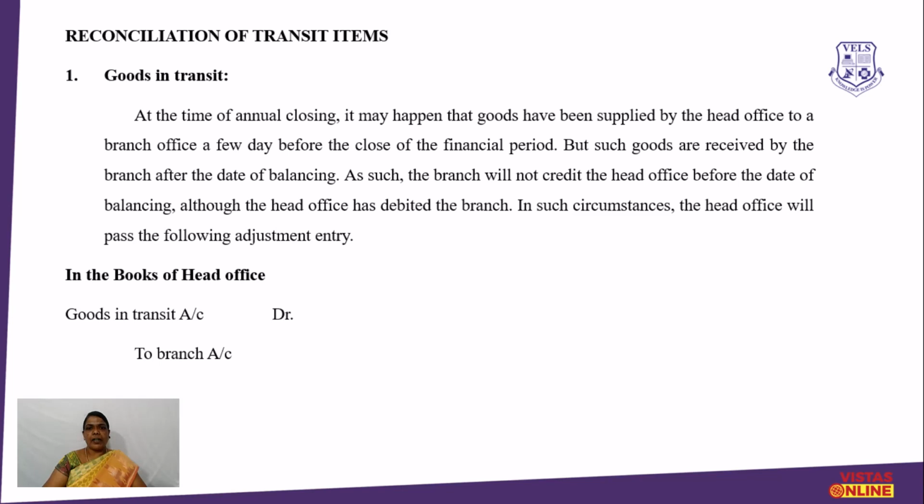In such a case, the branch will not credit the head office before the date of balancing, although the head office has debited the branch. In such circumstances, the head office will pass the journal entry, that is the adjustment entry. In the books of head office, what is the journal entry? Goods in transit account to branch account.